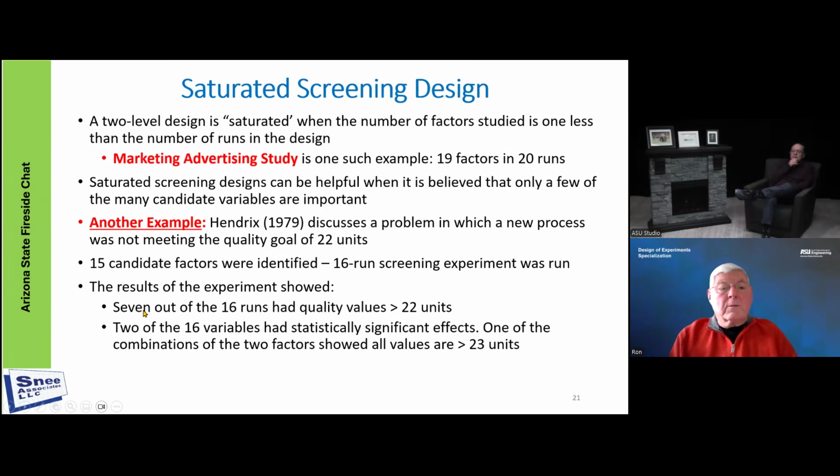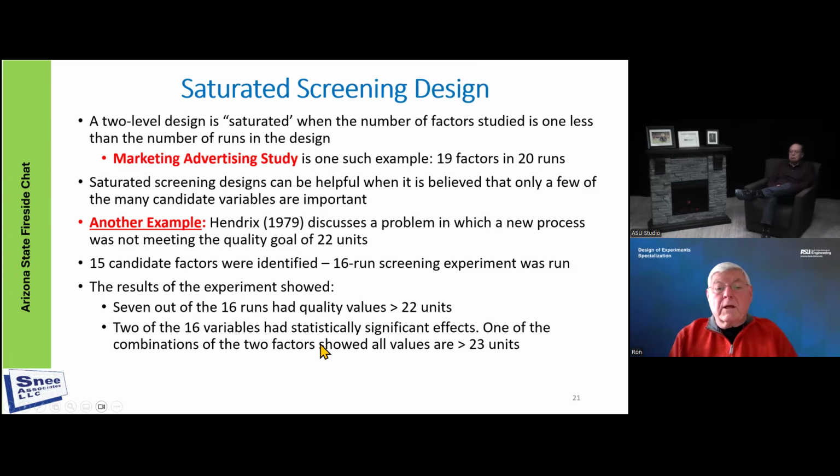And the results of the experiment showed 7 of the 16 runs had quality values greater than 22. So remember, the goal was 22. So you had 7 runs that had greater than 22 units. So right away, you could look at that and you say, hey, we've got a chance of being successful here. Well, it turned out when they did the analysis, 2 of the 15 variables had significant effects. The rest of them didn't have any effect at all.